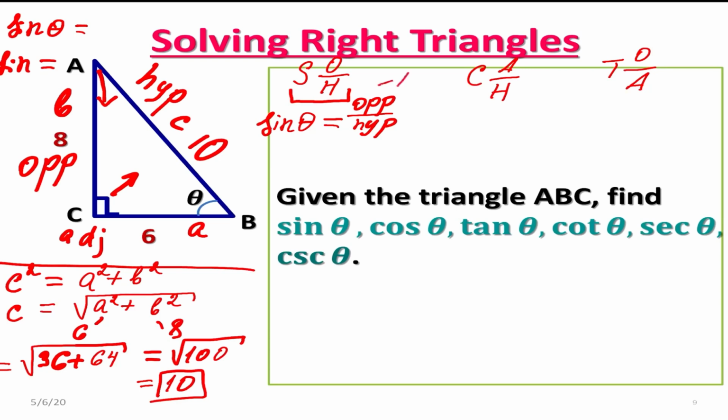All we want to do is just plug in the values. So opposite is 8 and hypotenuse is 10. So it's gonna be 8 over 10. And we want to reduce this fraction. Always make sure we get it down in the simplest form possible. So 8 and 10, they are divisible by 2. So that would leave you with 4 over 5.